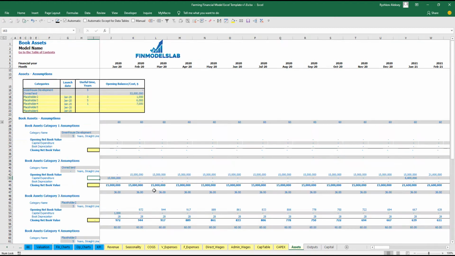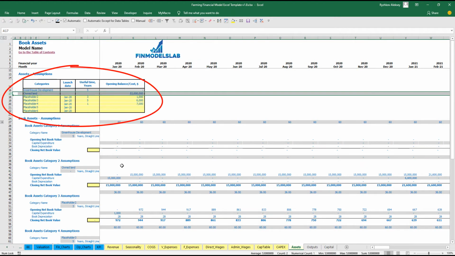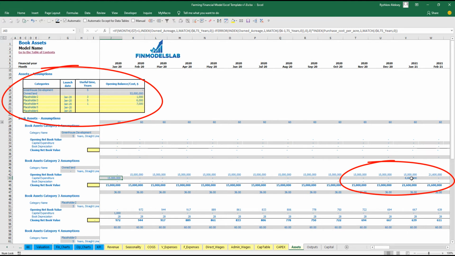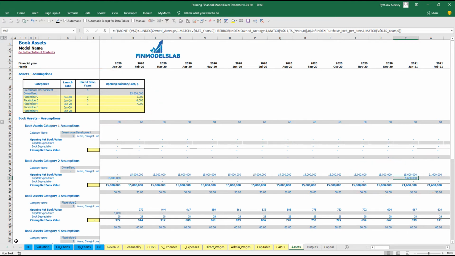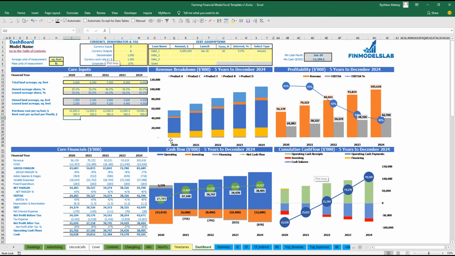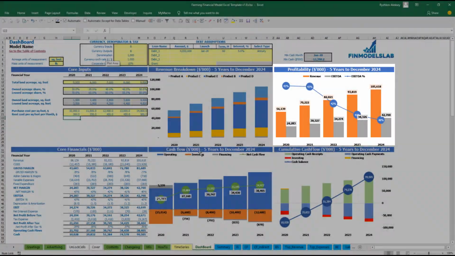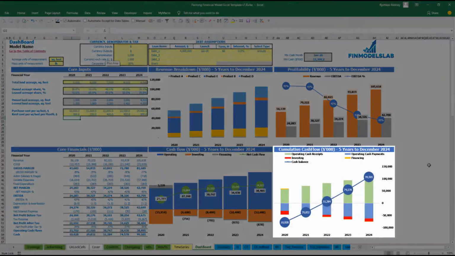On the assets tab you may see the total owned land amount and the capital expenditure by months in section number 2. And once you set up everything, all the expenses, wages and revenue assumptions, you may review your core financials, the revenue breakdown, profitability, cash flow and the cumulative cash flow charts.